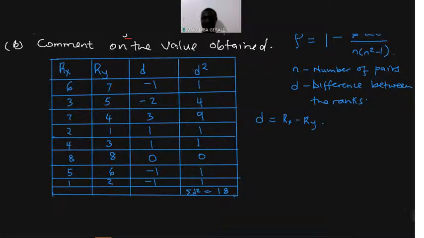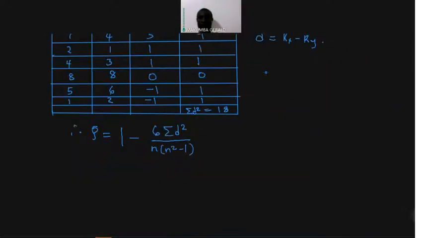Okay, so now we are going to calculate. Therefore, we need the rho. Rho is equal to, by formula, 1 minus 6 summation D squared divided by n into bracket n squared minus 1. Okay, so what is our n? N is equal to 8. Summation D squared is equal to 18.